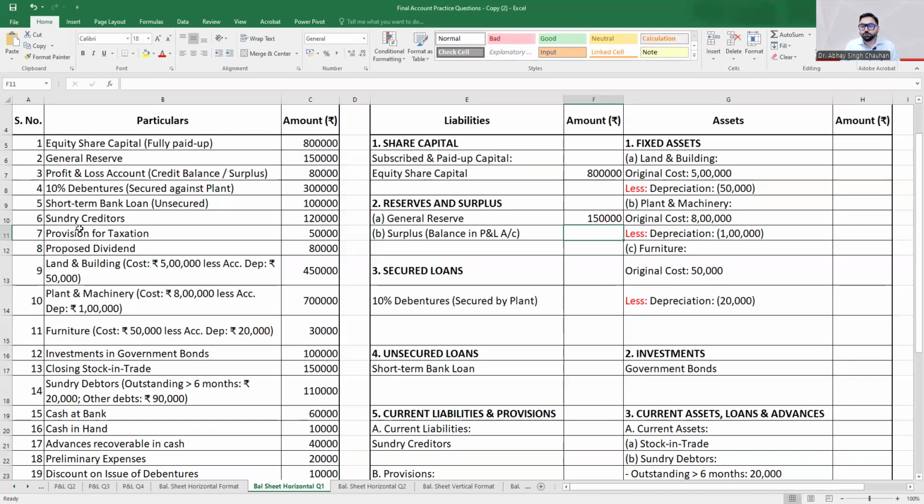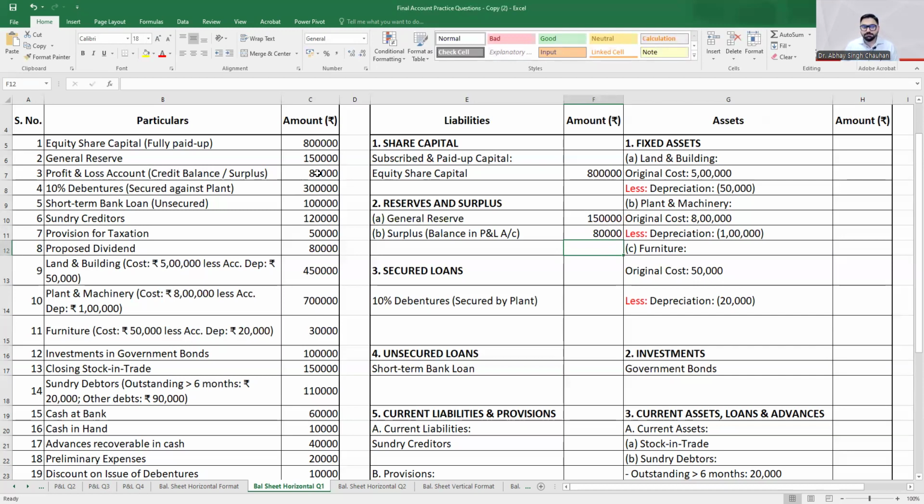Then see, they have shown the profit and loss account credit balance, right? Now, if we are showing a profit and loss account credit balance, what does that mean? It means it is a balance of a profit. So this is a profit balance. So I'll just write down this over here, equals to 80,000. That is done. Then we have 10% debentures.